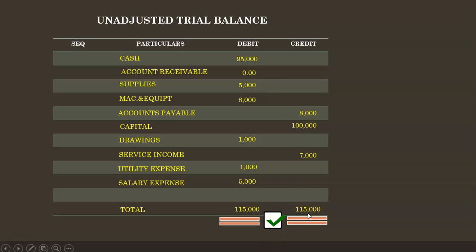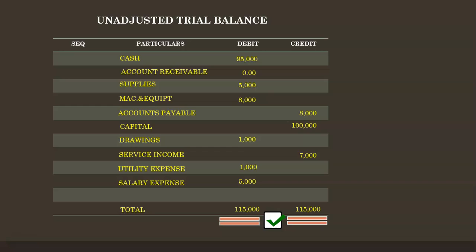Diba? So, kapag balance tayo, meaning to say 95% guarantee that our entries are all correct. Guys, don't forget, hindi ibig sabihin na kayo ay nagbalanse sa trial balance ay kayo ay tama na. Baka nagkamali kayo sa utility expense na gawa ninyong salary expense na 6,000. Diba? So, mag-a-arrive pa din yun sa 115.